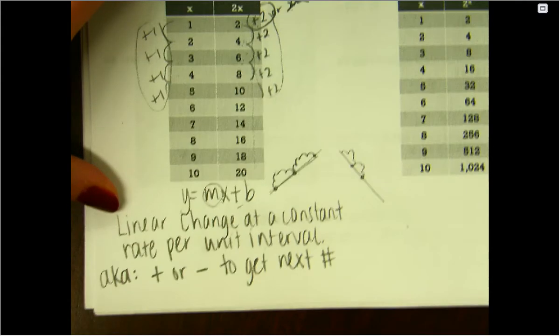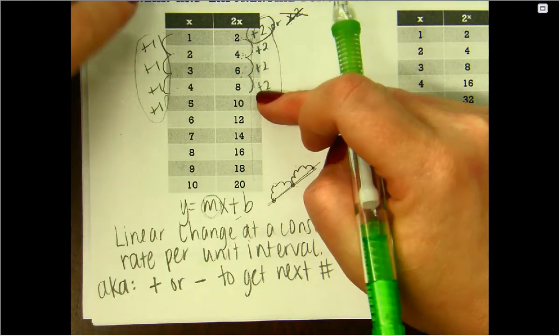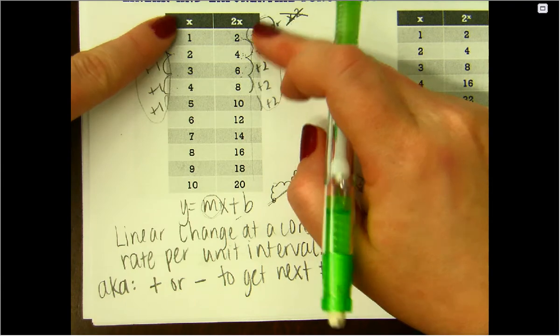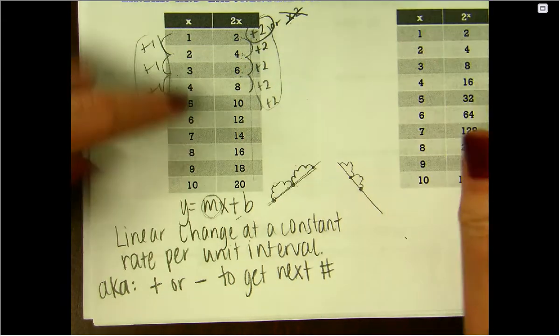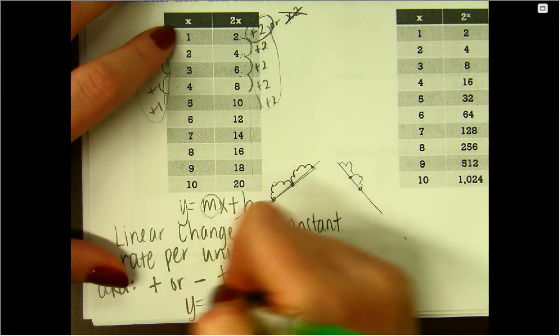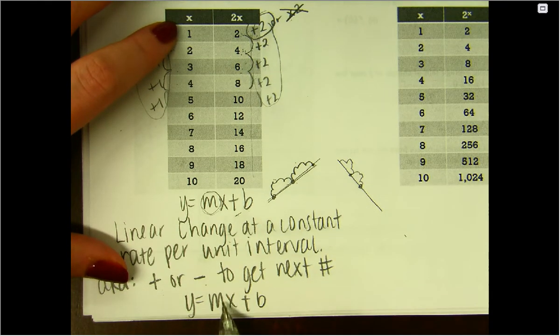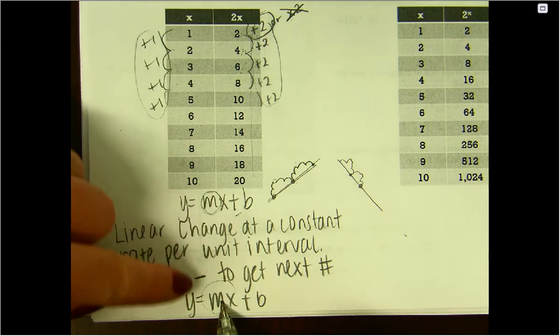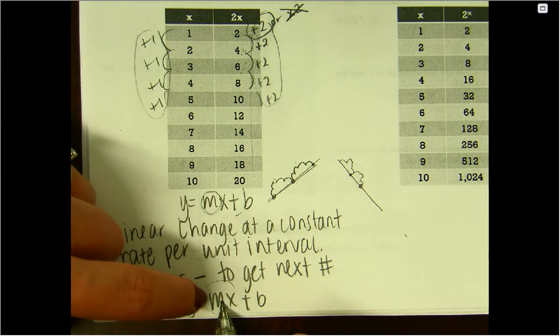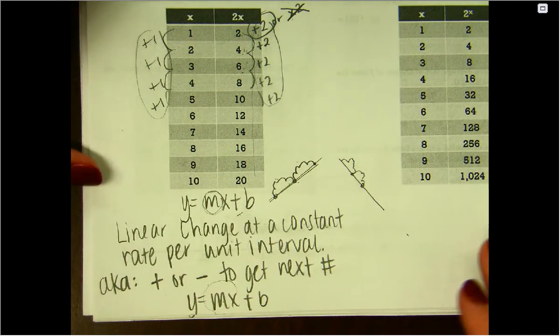Right? So what's happening? I'm adding the same amount on this side. I'm adding the same amount on this side. So I'm adding to get to the next number, right? And just to be reminded, y equals mx plus b, okay? Where you have your rate. This m has to be the same. Your slope, change in y over change in x, has to be constant for you to have a linear function.